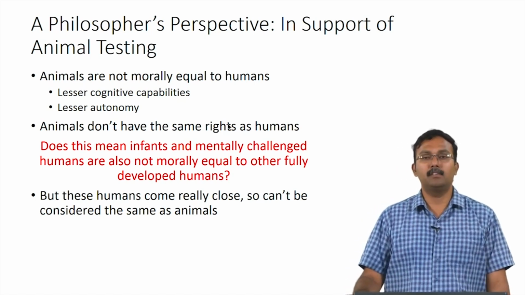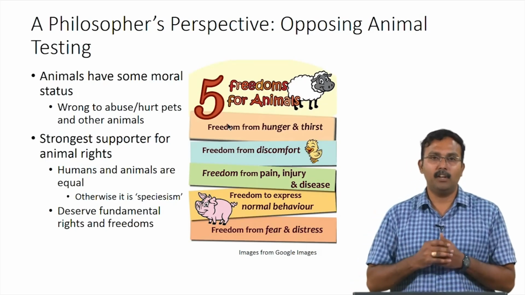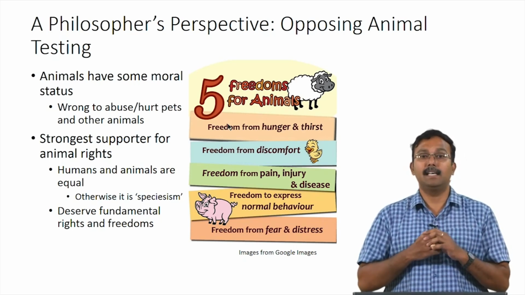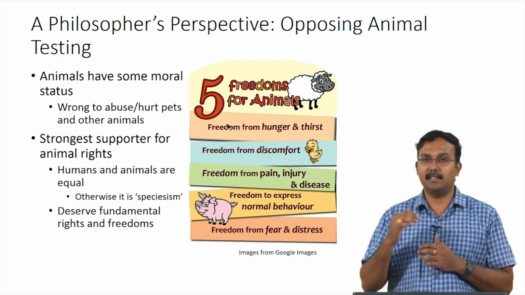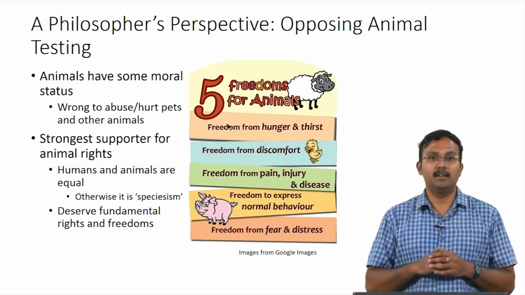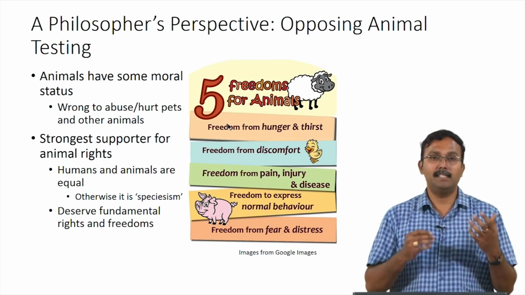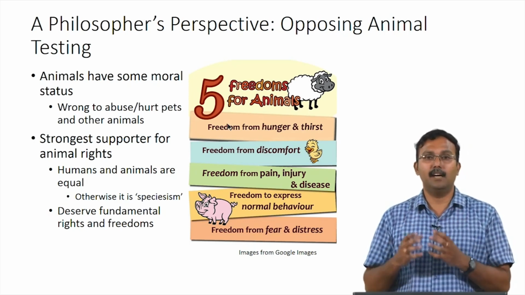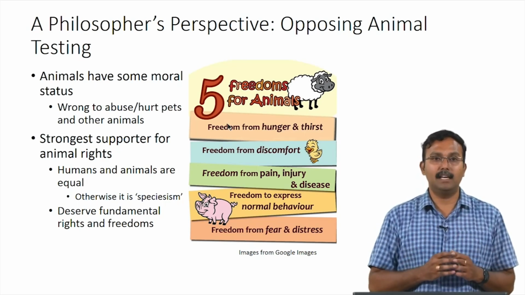What would be the philosophical arguments you place if you are opposing animal research? A philosopher who opposes animal research would put forth these things. Animals have some moral status. Nobody is saying that they have the exact moral status as a human being. They already have some moral status. We do understand that running over a dog might not be seen as a crime, but if somebody tortures and abuses a pet or other animals, it is a crime. So, we do understand that.